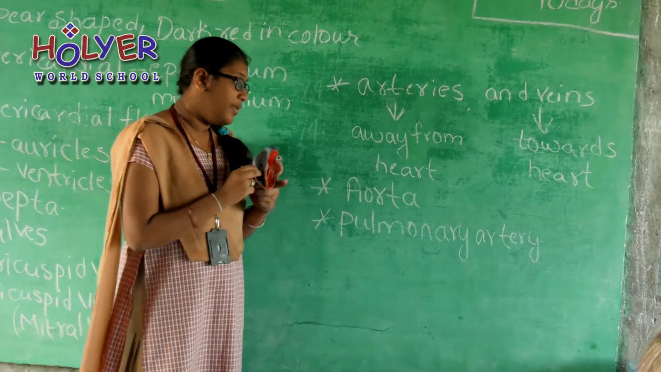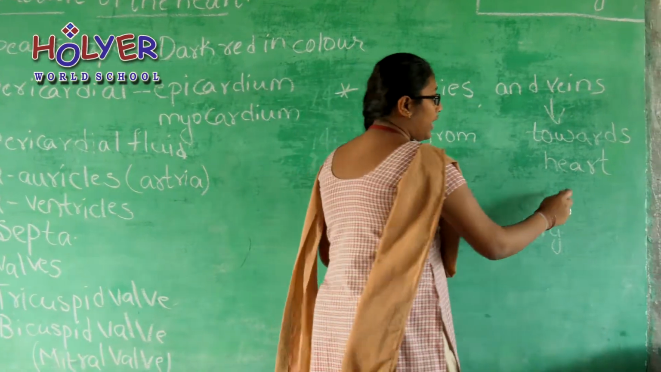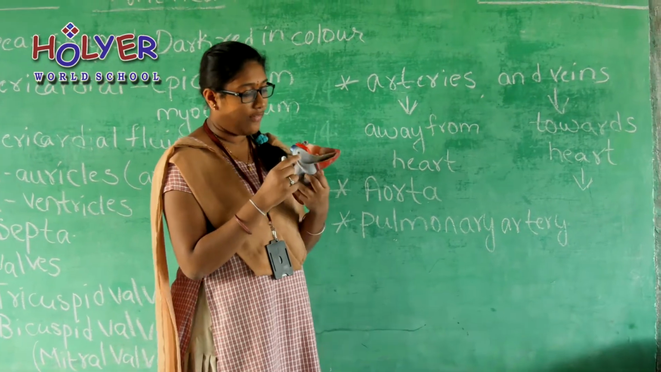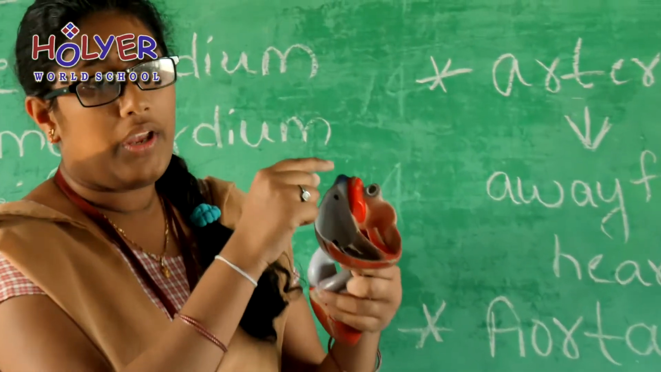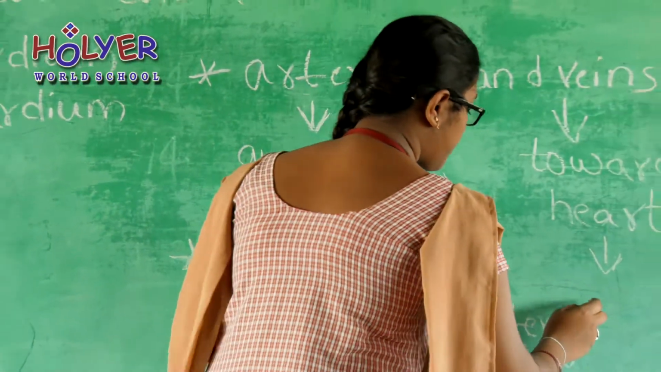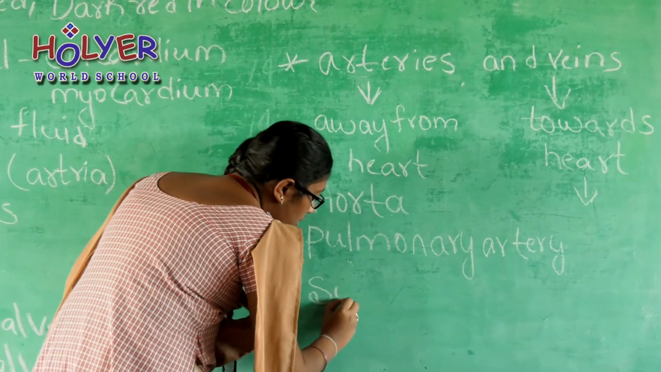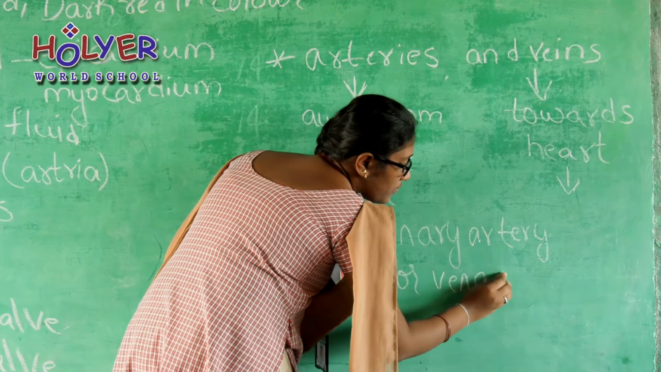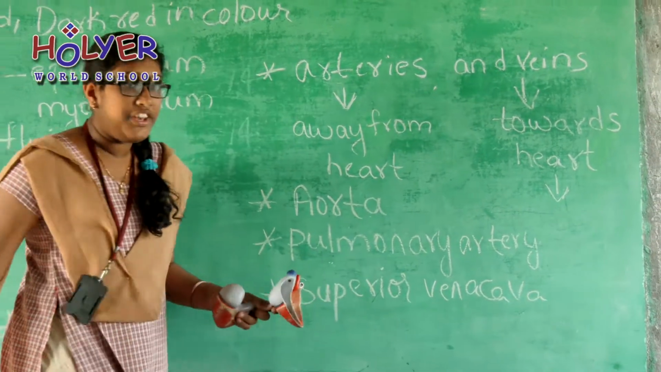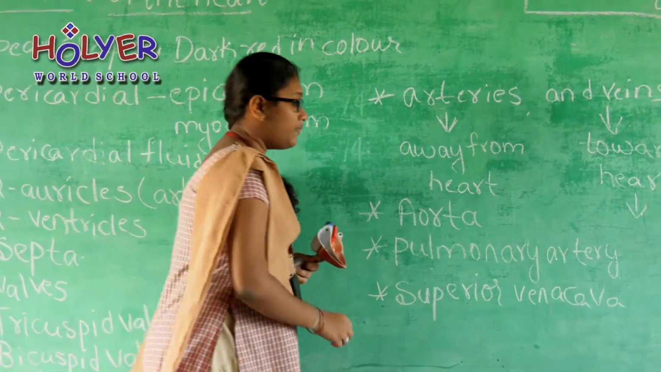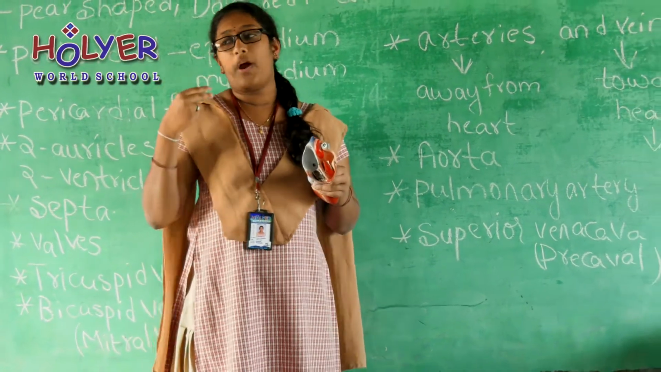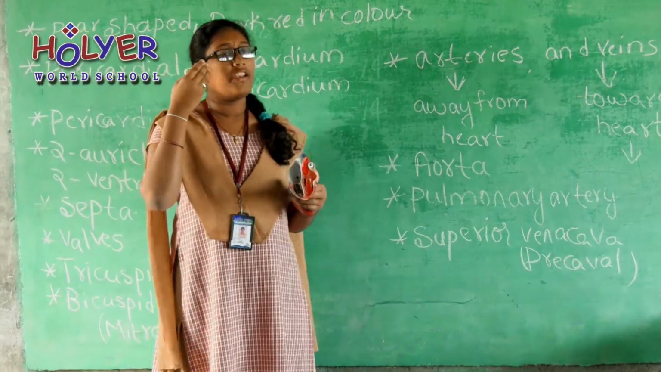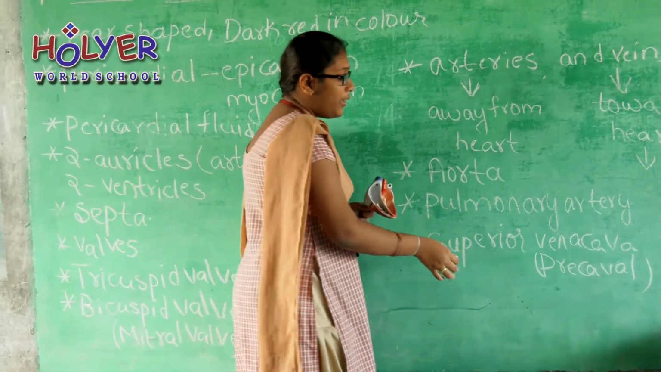The pulmonary artery carries deoxygenated blood. In the veins, there are two major veins: the inferior and superior vena cava. Here we can see the superior vena cava. The superior vena cava is also called the precaval vein. It collects deoxygenated blood from the anterior parts of the body, such as the head and neck.